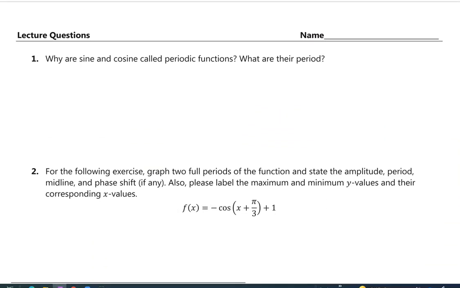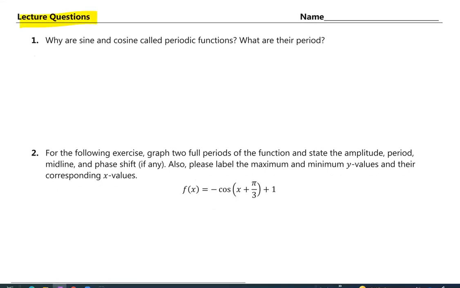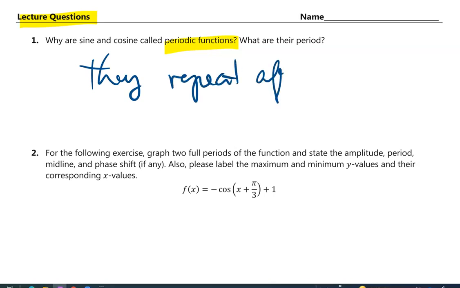Next, let's answer some lecture questions here. Why are sine and cosine called periodic functions, and what is their period? If you notice, they actually repeat after 2 pi. So that's why we call sine and cosine periodic functions.